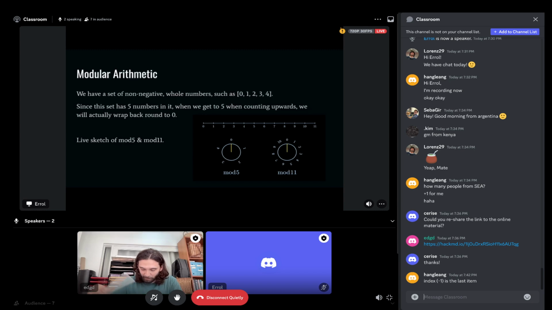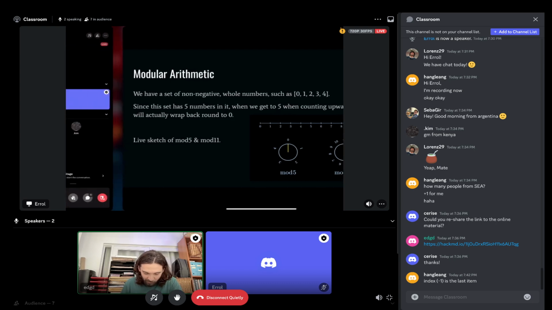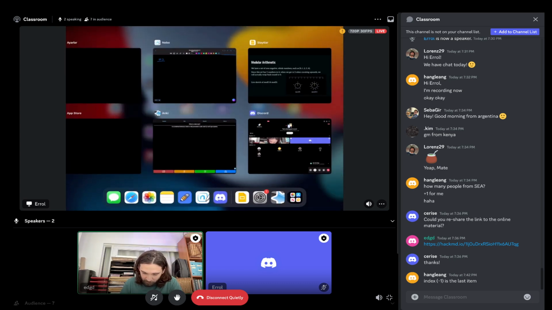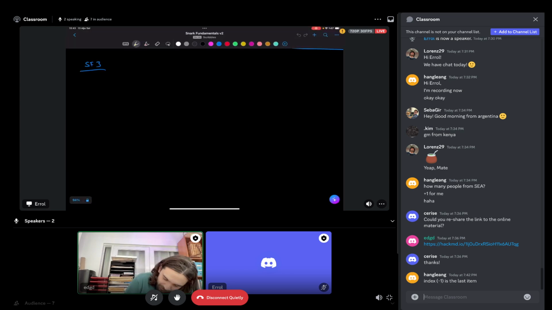And this is kind of it. So I'm going to sketch this, but when we count up, instead of counting past our limit, whatever we set it to, we just loop back round. So this is called modular arithmetic.